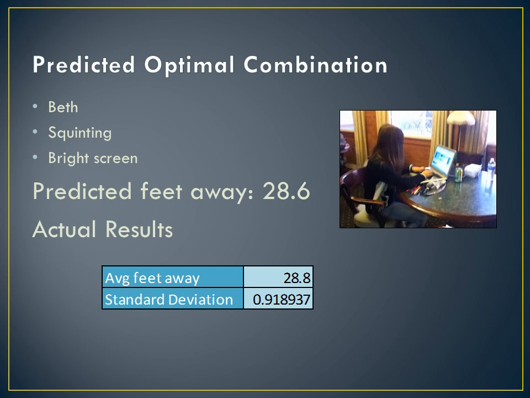The predicted optimal combination was to have Beth squinting with a bright screen, and we predicted that she could do it from 28.6 feet away. And the actual results were very close.